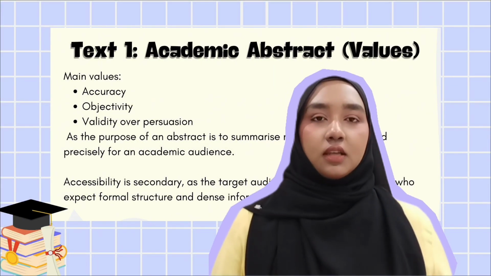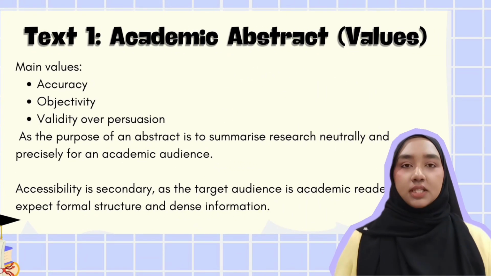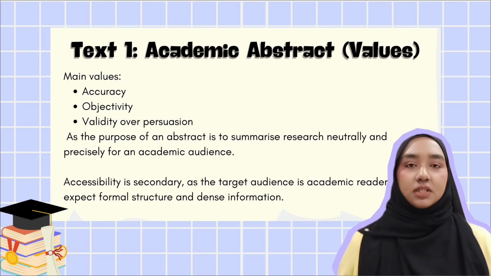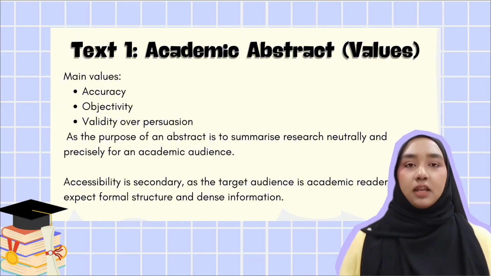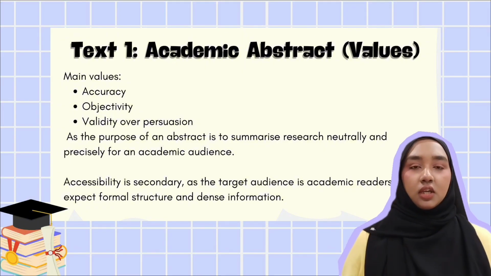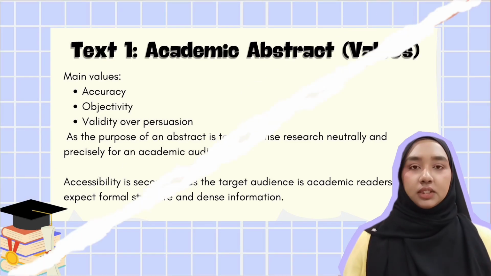The most important values in the abstract are accuracy and objectivity, which are prioritized over immediacy and accessibility, as the purpose of an abstract is to summarize research neutrally and precisely for an academic audience. The consistent use of the present simple for facts and conclusions, together with passive construction for methods, reflects a focus on validity rather than persuasion or immediacy. Accessibility is secondary, as the target audience is the academic reader who expects formal structure and dense information.